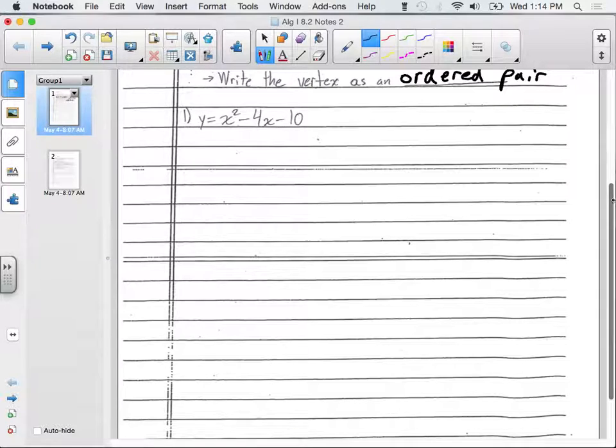First problem here. We have the function y equals x squared minus 4x minus 10. So we have to find the vertex of this function. So, anyone remember the formula that we did yesterday? X equals negative b over 2a. So that formula right there, that is how we find our axis of symmetry.